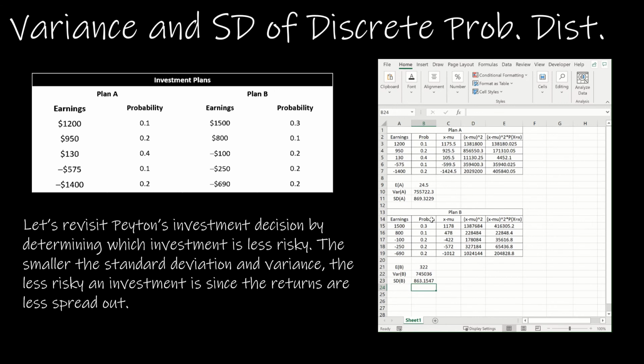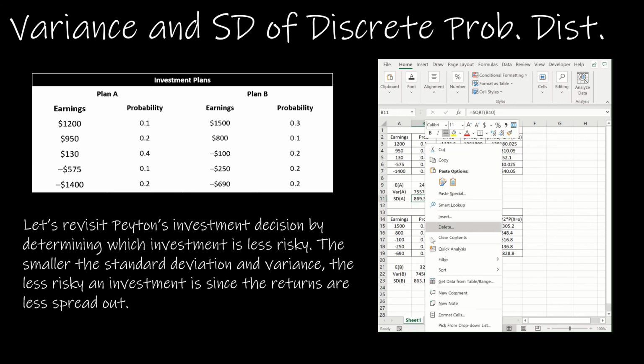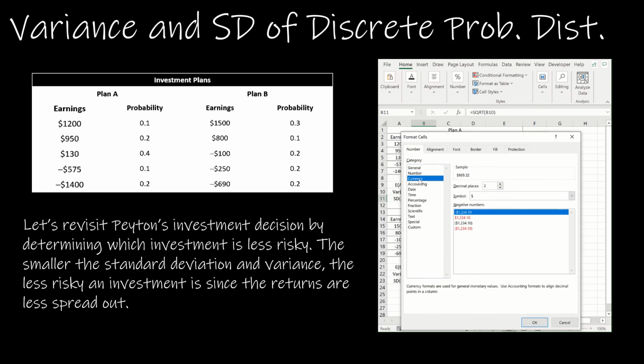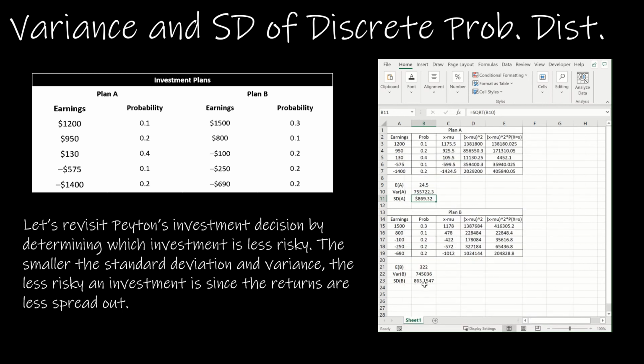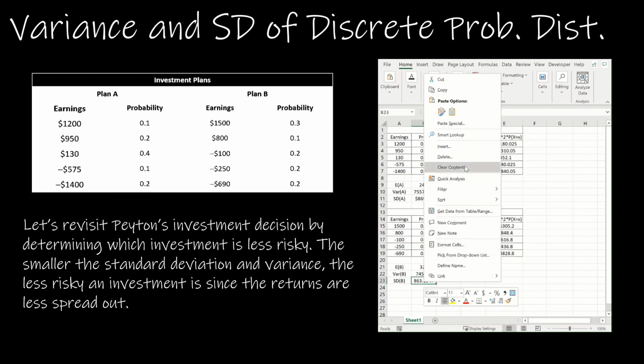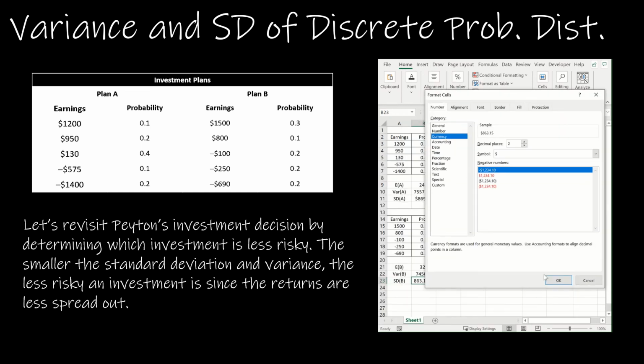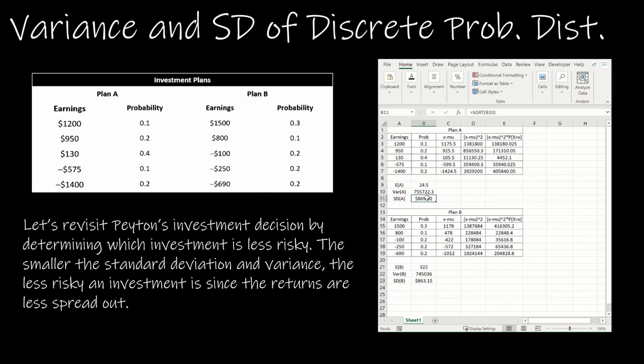So what does this tell us? Well, if you would like, you can format the cells and say that this is currency, because that's what it is. I'm going to do the same thing here. Format cells, and then choose currency. I can see that the standard deviation for earning, for plan A, is 869.32, and for B is 863.15. For me, that's not a big enough difference to help me make a decision.